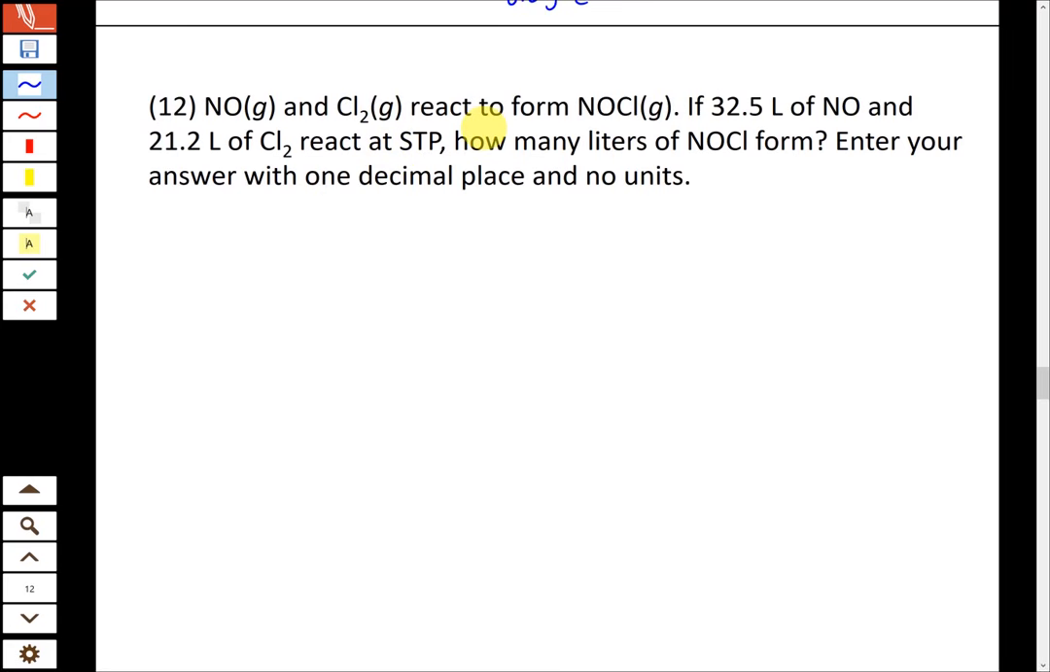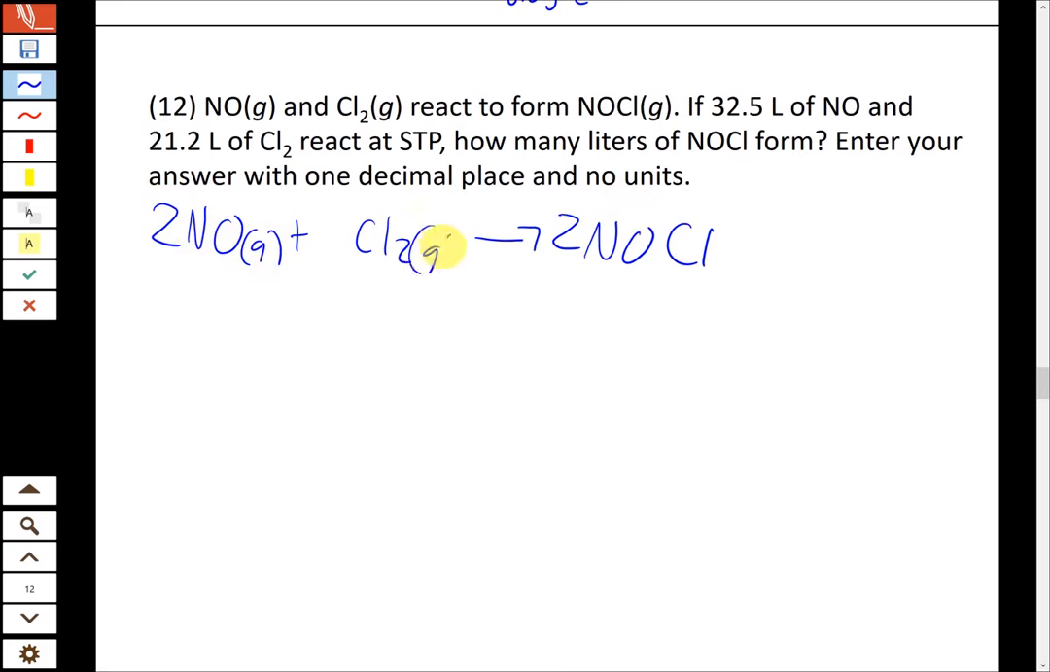In problems like this, we have to start out with a balanced equation because it is stoichiometry. So NO plus Cl2 goes to NOCl. What we need to balance this is, let's see, we have 2 Cl's, so we're going to put a coefficient of 2 there. That means we have 2 nitrogens and 2 oxygens, so we need a coefficient of 2 there. So it's a relatively simple equation, but it has to be balanced for this to work.